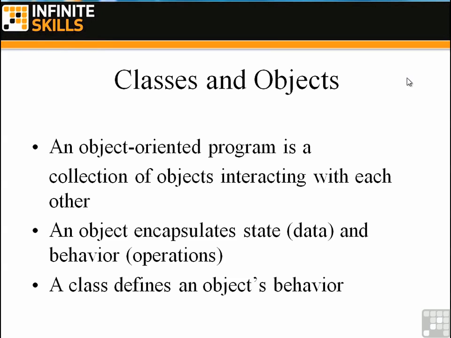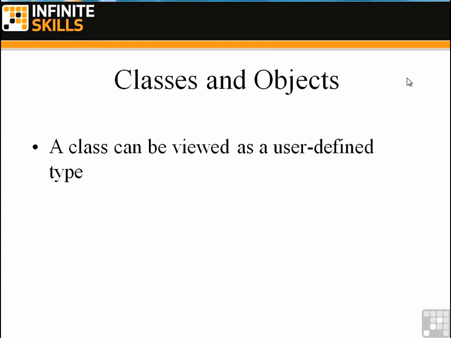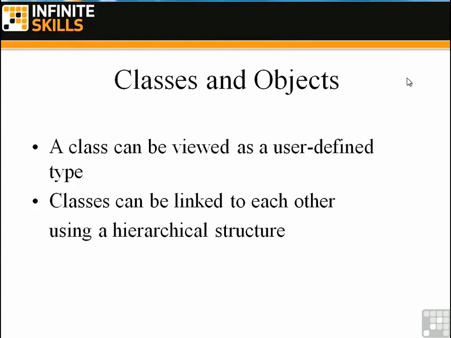A class defines an object's behavior and state. So the class is the definition of an object. A class can be defined or viewed as a user-defined type in a more technical sense. When we create a class, we're creating a type that we can use just like it's a built-in type like int or boolean.